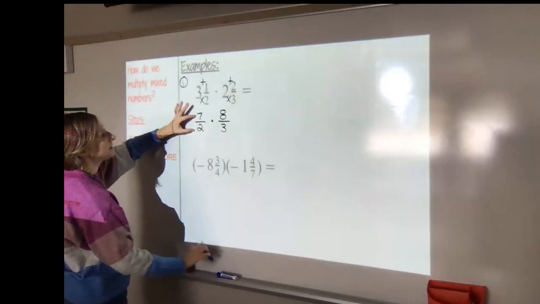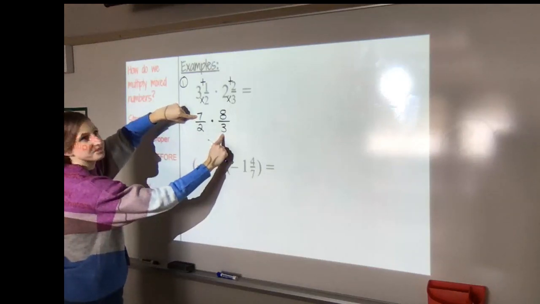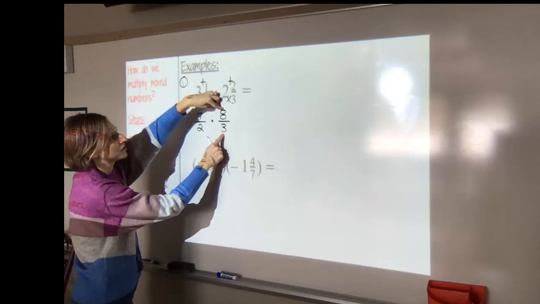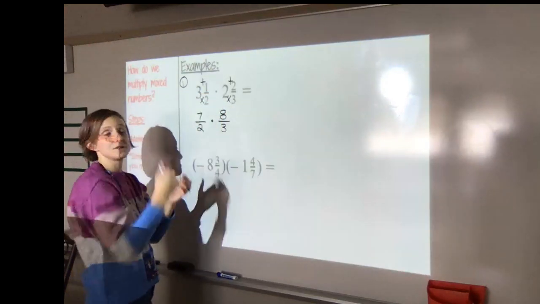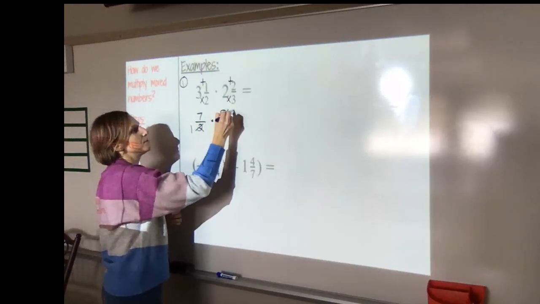Take every numerator to every denominator. Can I simplify here? How about here? Nope. Can I simplify here? Nope. The only factor they share is 1. How about here? Yes, they're both even. I know 2 goes into them for sure. 2 divided by 2 is 1. 8 divided by 2 is 4.